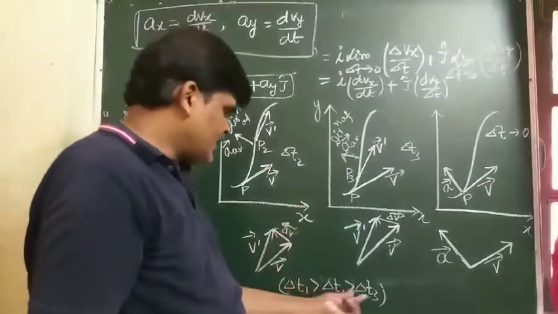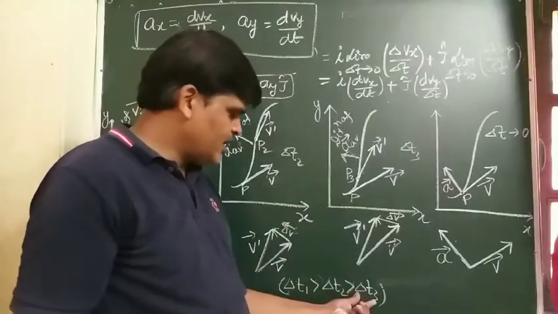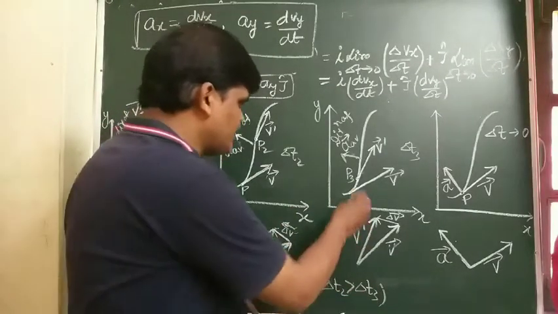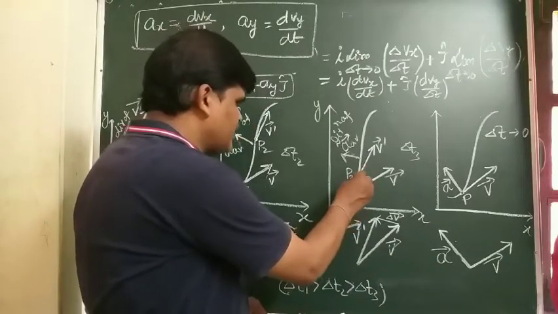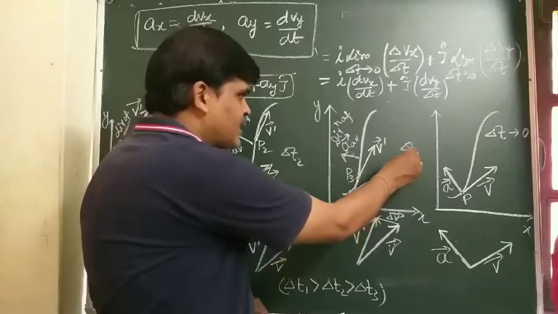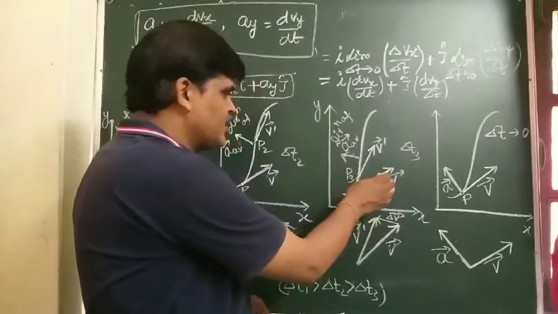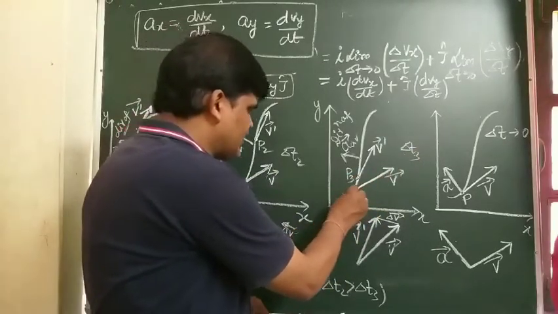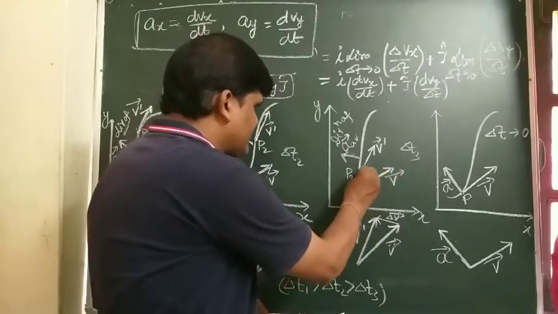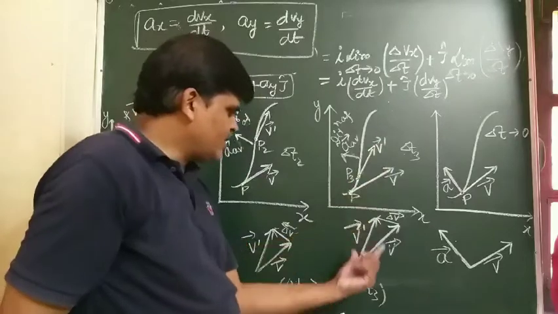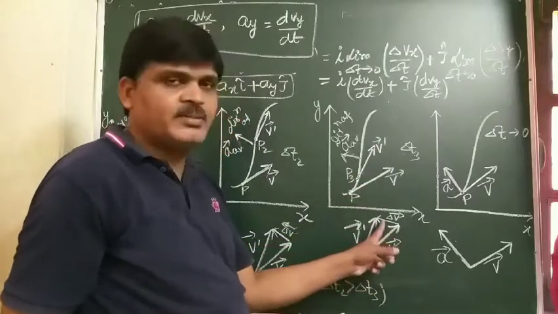Next one, again the time interval delta T decreases. The position of the particle at time T is P, and the position of the object after time T3, which is very small. The direction of the velocity is shown on the tangent to the given line. And now we find the direction of change in velocity.